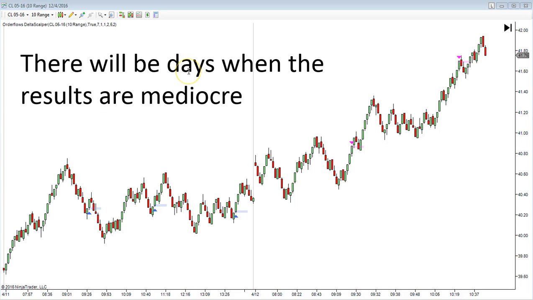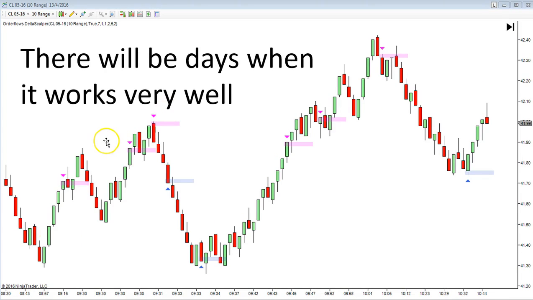So there'll be days when the results are mediocre. Like this day, it just didn't really work out. This one worked out. This one worked out. This one, not really. This one, yeah, kind of did, but then turned around, stopped you out. Then there's going to be days where it works very well.